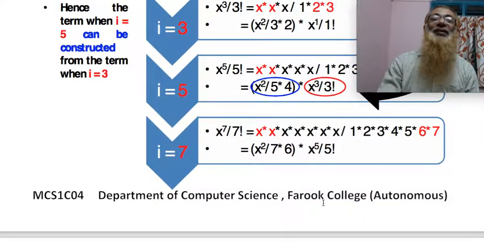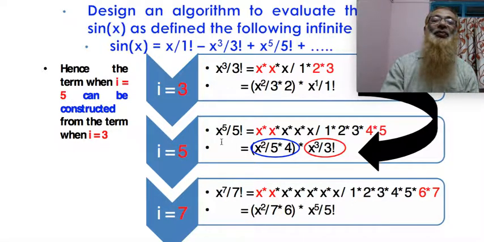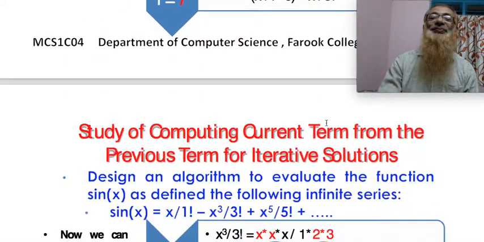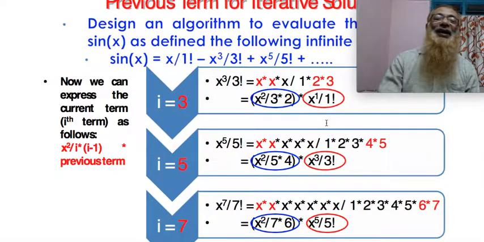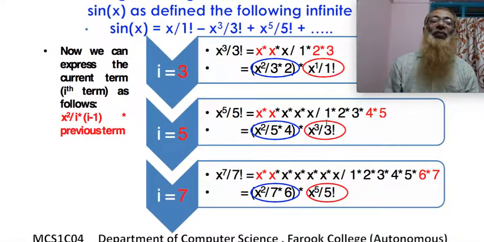We had discussed this portion. When I equal to 5, we reconstruct that term from the previous term. When I equal to 7, we get x square by 7 into 6 followed by x^5 by 5 factorial, which is the earlier term. See how our problem reduces now.